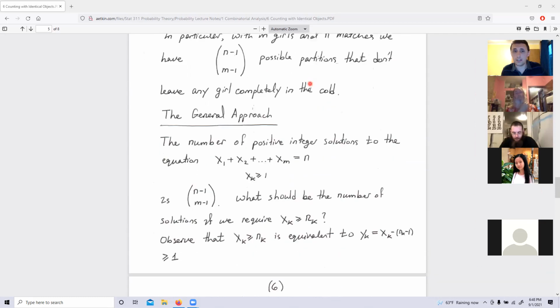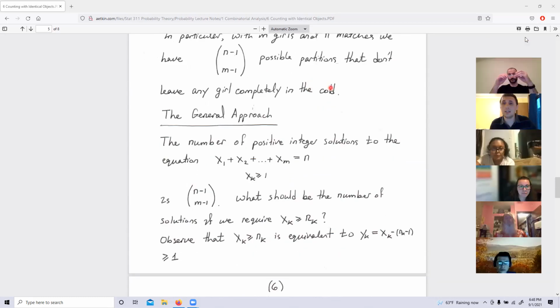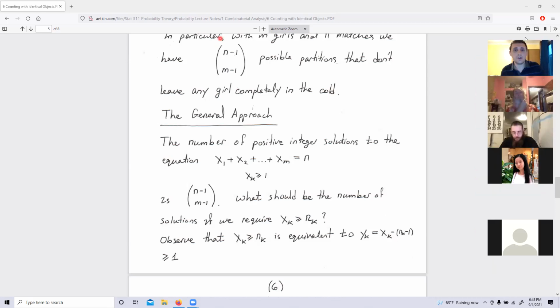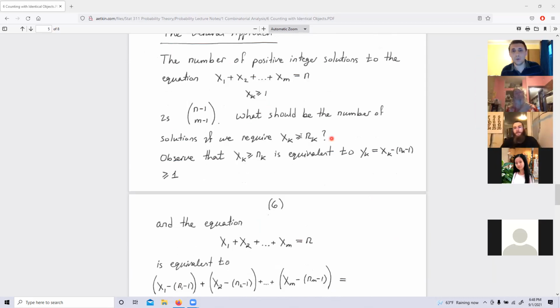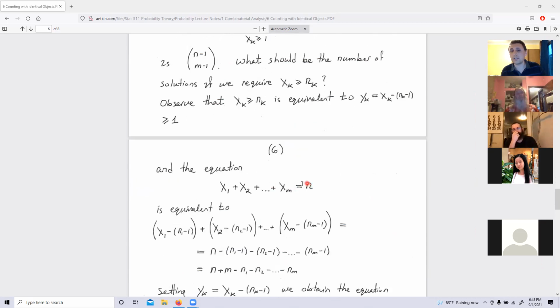So the general approach, I'm kind of getting lazy to talk about it. I kind of want you to figure it out. Suppose that different people have to get a different minimum. Do you agree? Different minimum. So that means in general, I hope you're not troubled by my symbols, right? In general, person xk has to get at least nk objects. Yes, and the total must sum to n.